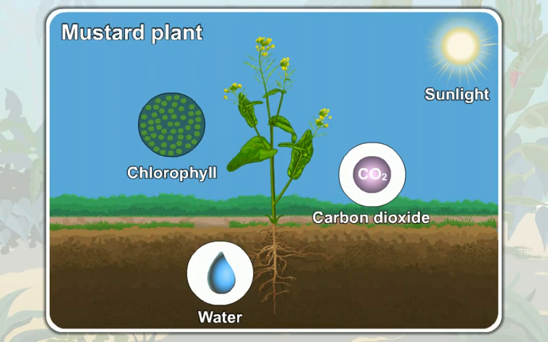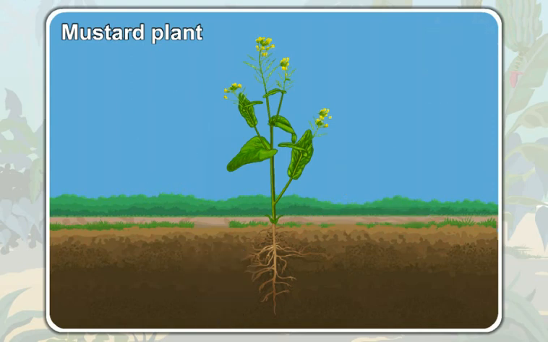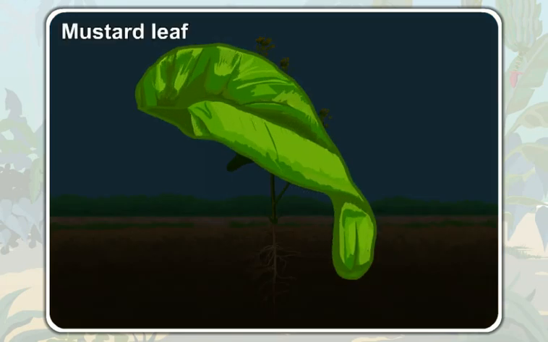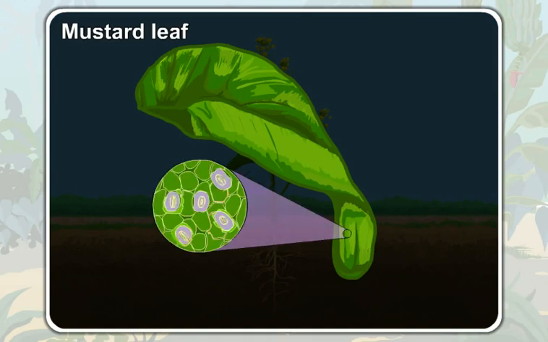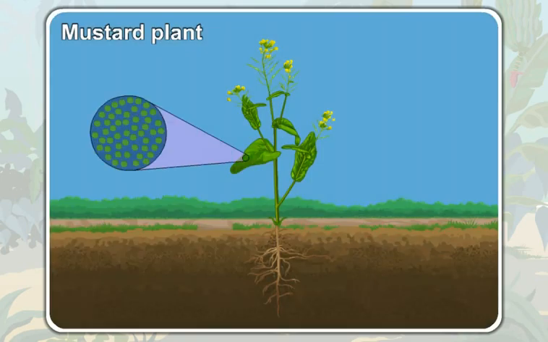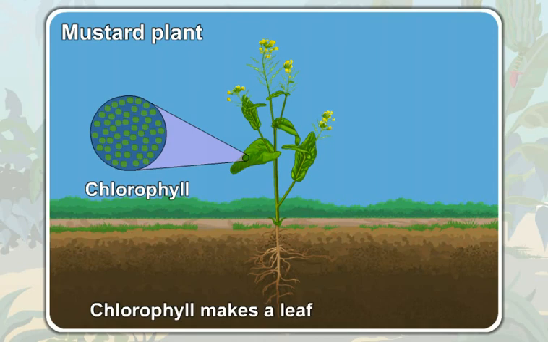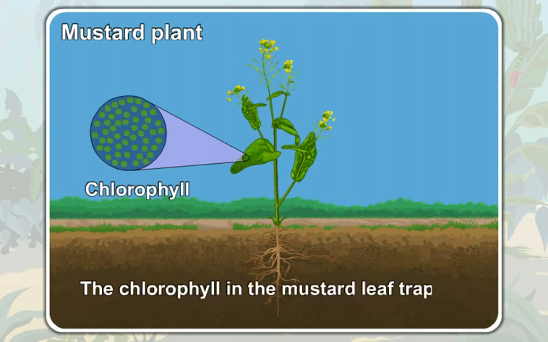Various parts in the body of the mustard plant collect all these things to prepare food. This is a leaf of a mustard plant. It contains tiny pores on it. These pores are known as stomata. Stomata collect carbon dioxide from the air. A mustard leaf contains green pigments. The green pigment is known as chlorophyll. Chlorophyll makes a leaf green in color. The chlorophyll in the mustard leaf traps the sunlight.